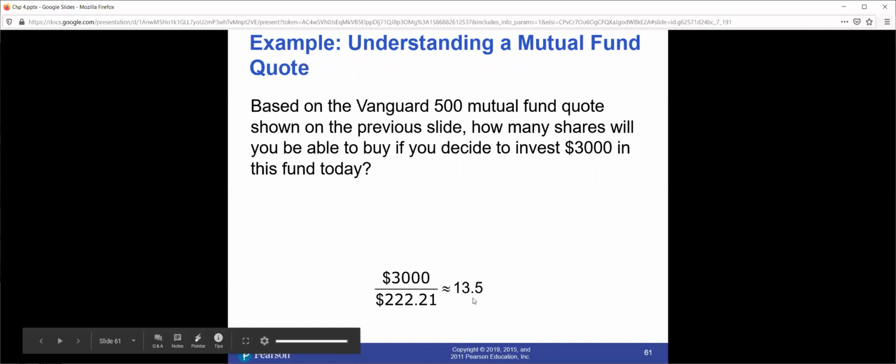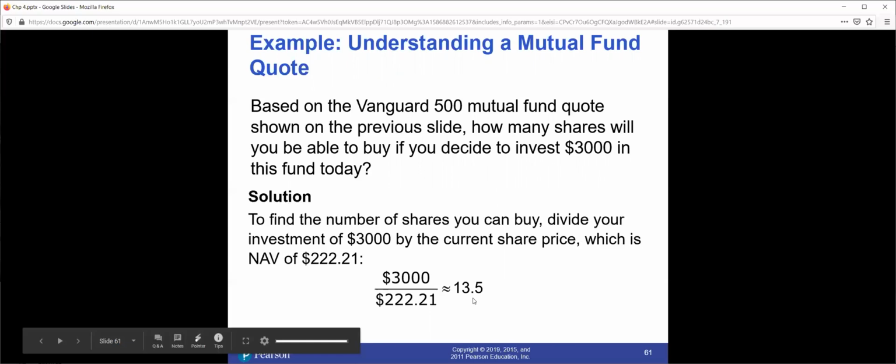And let's take that Vanguard 500 mutual fund quote as an example. How many shares will you be able to buy if you decide to invest $3,000 in this fund today? Well, given that the current share price is $222.21, you can buy 13.5 shares, right? Divide it out. Pretty straightforward.